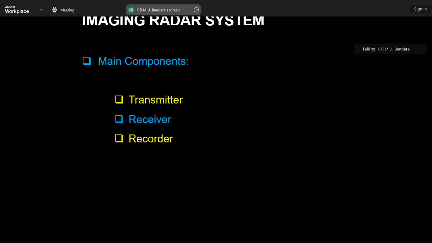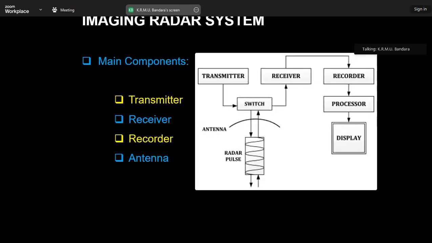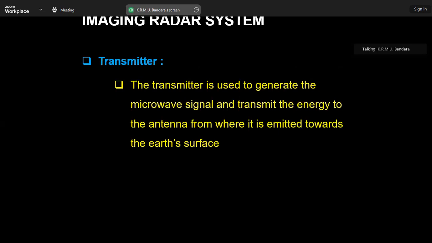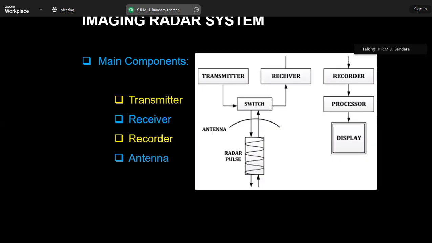Okay, these are the four main components, same as I explained earlier: the transmitter, receiver, recorder and processor, and the display. Then all explanations are here. The transmitter is used to generate the microwave signal and transmit the energy to the antenna, from where it is emitted towards the earth surface. The transmitter sends through the switch to the antenna, then the antenna sends to the ground.